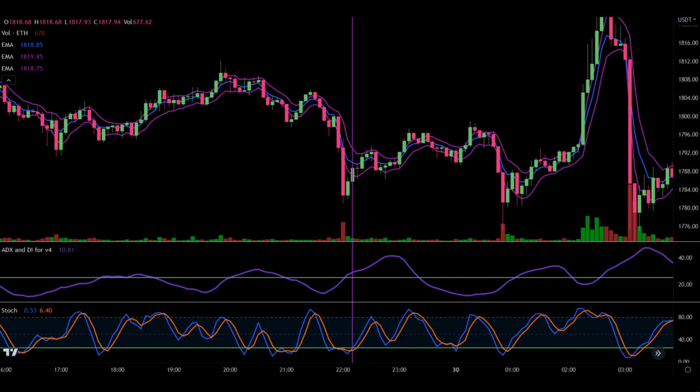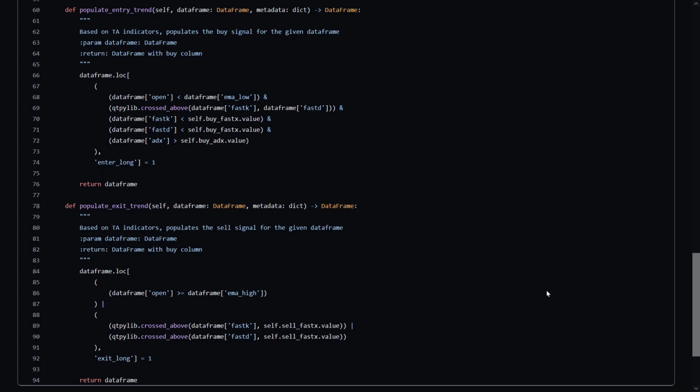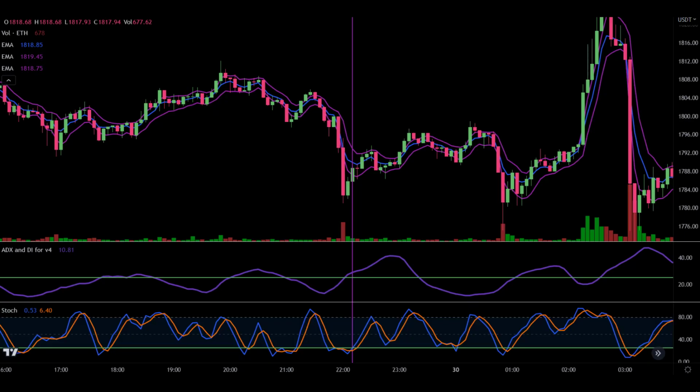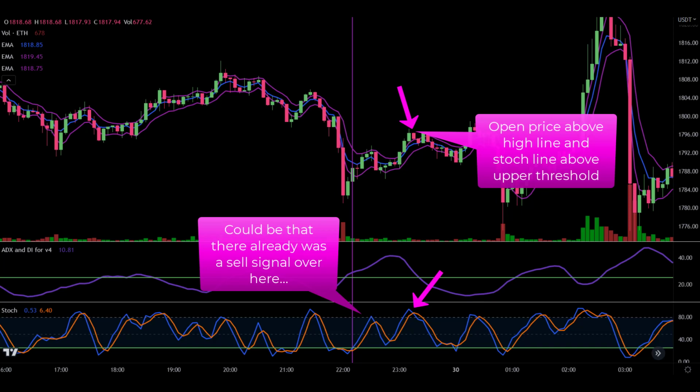Now for the sell signal. This sell signal appears when the open price of the candle is higher than the upper EMA band. Or the fast K line gets above the sell fast X value, and the same goes for the fast D line. If this gets above the fast X value, then it also should be closed. So if one of these conditions are met, then there is a sell signal.